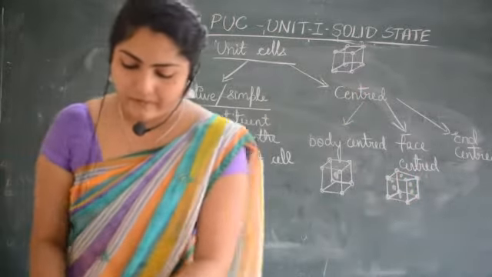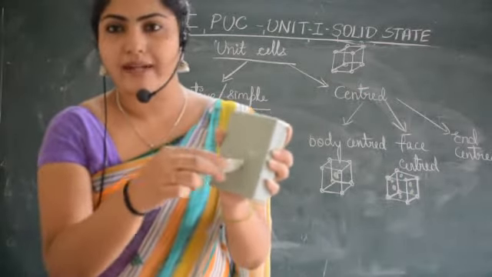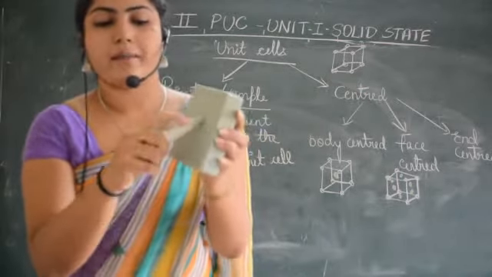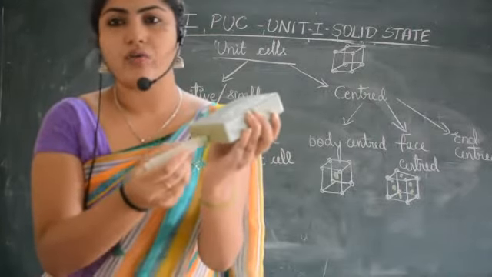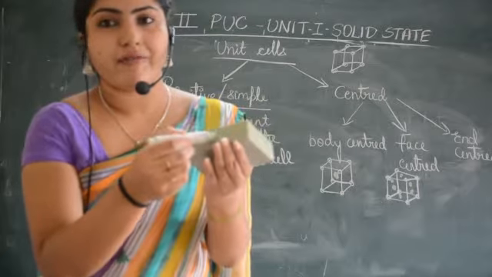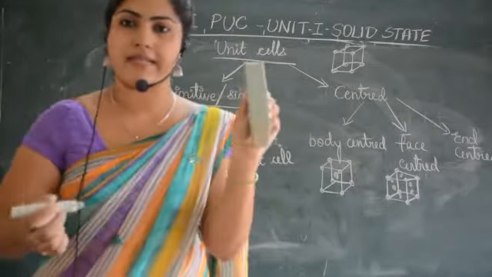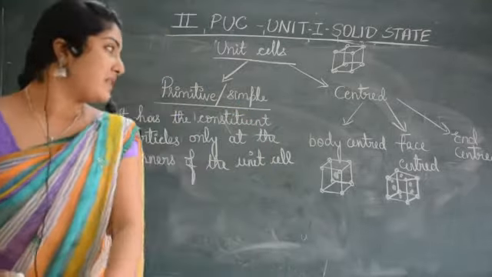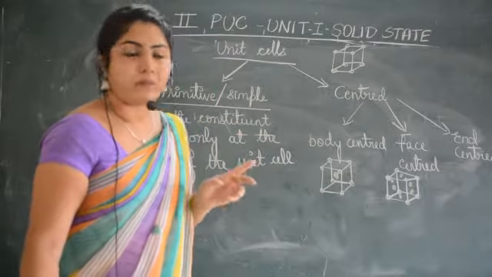Hope it is clear. I'll show it here. Here you see. Here one atom. Here back one atom. Up one atom. Down one atom. Left one atom. And right one atom. 6 atoms. So if this is present, then we call such a unit cell as face-centered unit cell.